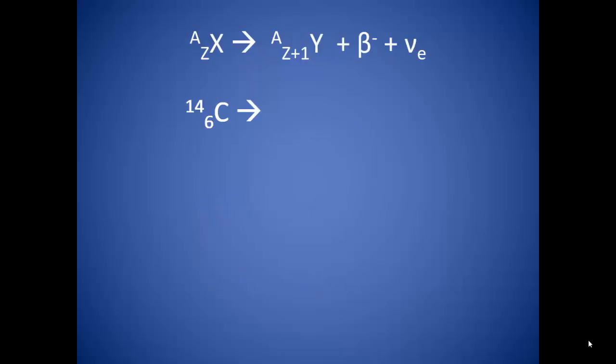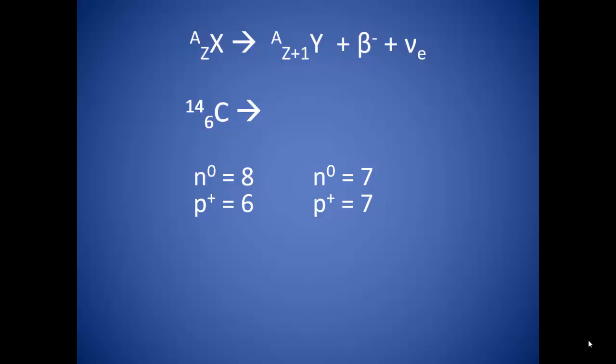Say we have carbon-14 undergoing beta decay. The mass number of carbon-14 is 14, so it starts out with 6 protons and 8 neutrons. One of those neutrons will decay to a proton and a beta electron. So carbon-14, it used to have 8 neutrons, and now it has 7. It also used to have 6 protons, but now it has 7.